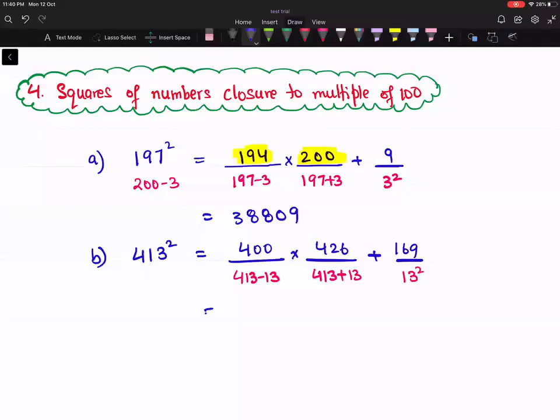So this is going to be 4 into 426, which is easy to calculate. So that is going to be 1704 and 00. You are going to add 169 in that. So my answer is 170569. That's 413 square.